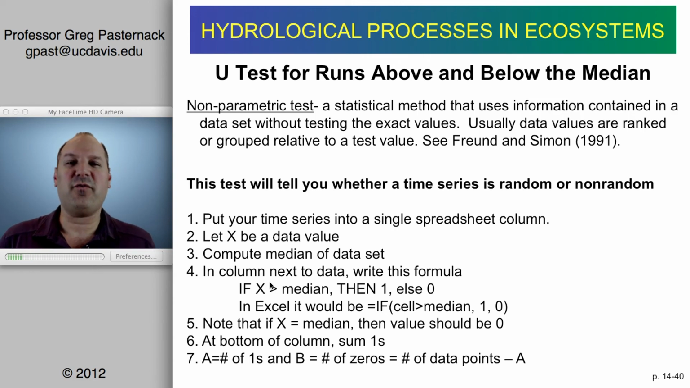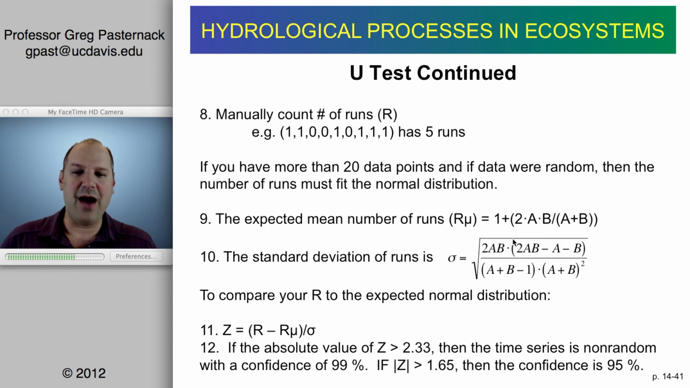A run is when you flip a coin and you get the same result over and over again. Being above or below the median is kind of like flipping a coin. You're either above or you're below. I've listed the steps. I don't think I'm going to talk all the way through them, but I've given you the general idea. You basically need to figure out how many runs there are. In this parenthetical, 1 means I'm above the median and 0 means I'm below the median, and I just count the number of runs.